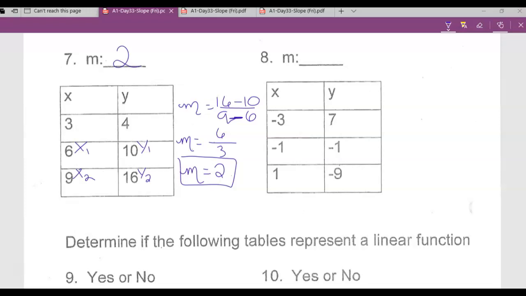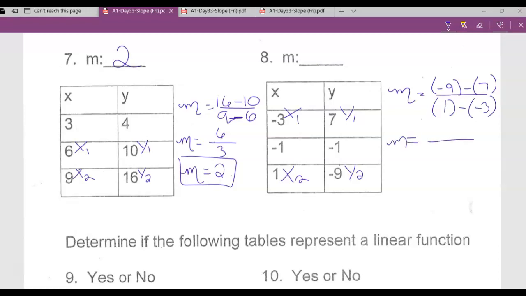All right, number 8. We need an x1 and a y1. Pick any points you want. Negative 3, negative 7. All right, x1, y1. Another one? 1 and negative 9. x2, y2. Let's solve it out again. We're going to jump right into the substitution. So what's y2? Put that in parentheses. Minus, what's y1? Negative 7. On the bottom, what's x2? 1. And what's x1? Negative 3.